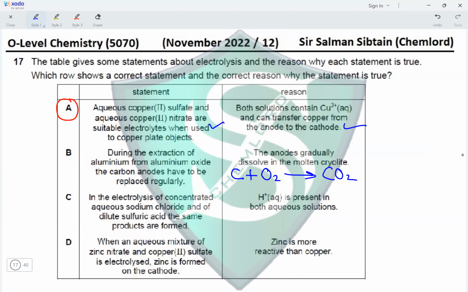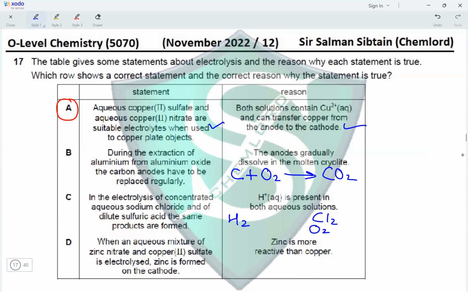Option C, in the electrolysis of concentrated aqueous sodium chloride and of dilute sulfuric acid, the same products are formed. So it says concentrated aqueous sodium chloride, the same products are formed. In both cases, hydrogen is formed, yes, but in the case of concentrated aqueous sodium chloride, we will have Cl2 being produced, whereas in the case of sulfuric acid, we will have O2 being produced. So the products are different for each.